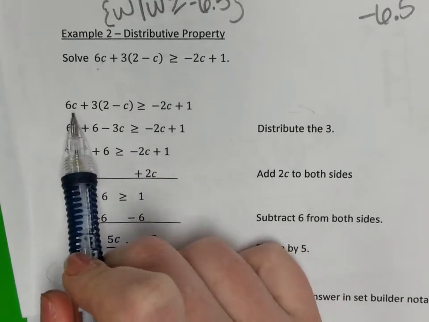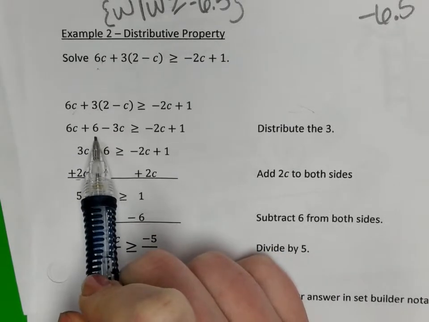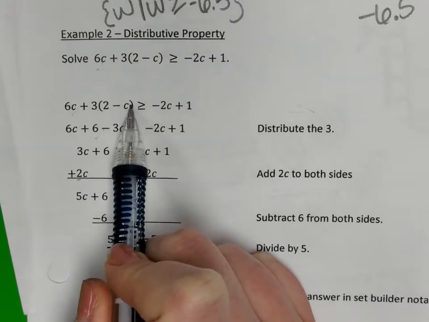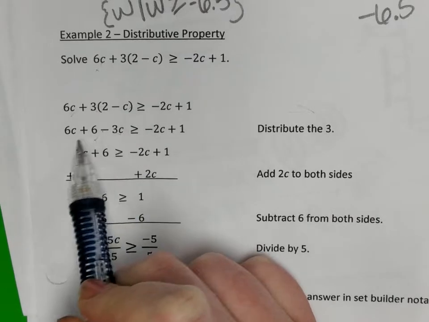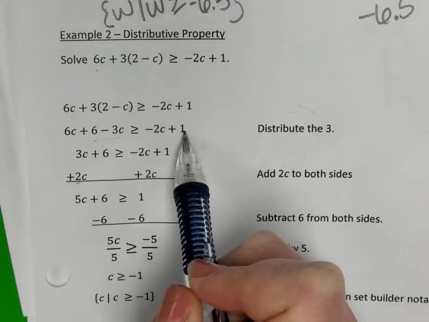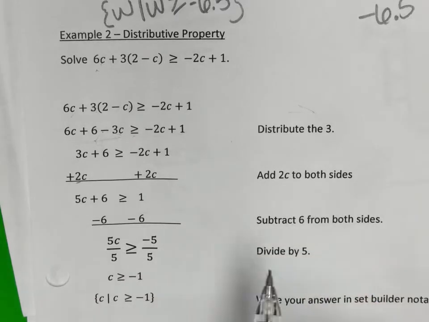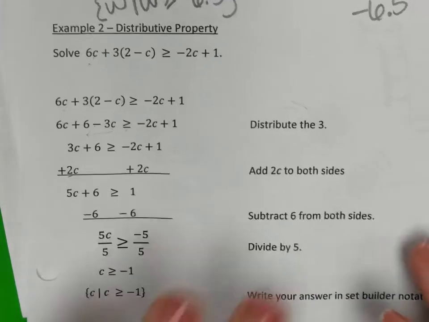Okay, so here we're going to keep 6c the same. 3 times 2 is 6. Minus 3 times c is 3c. So all I've done is distribute here. The inequality stayed the same. This side stayed the same. All right, after we distribute, then what do we have to do? Add the numbers that are the same type. Good, so we've got to combine like terms.